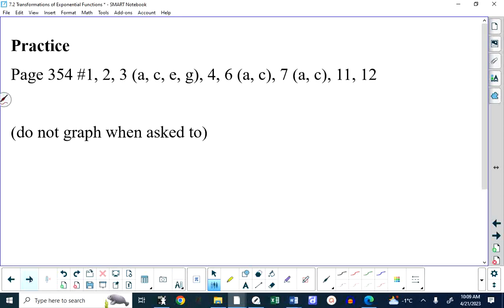Whenever it says graph, don't. You can if you want to, but I'm saying you don't have to. Okay? And I'm going to hand back your Unit 4 exams again so you can take a further peek at them. Give me a minute to do a couple of quick things at my computer and I'll be right with you.